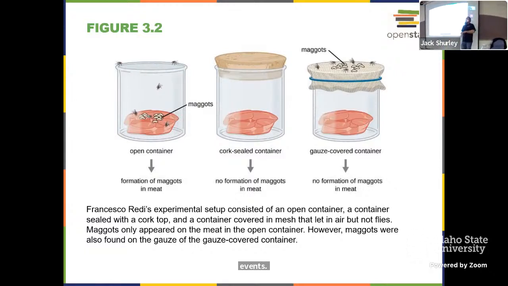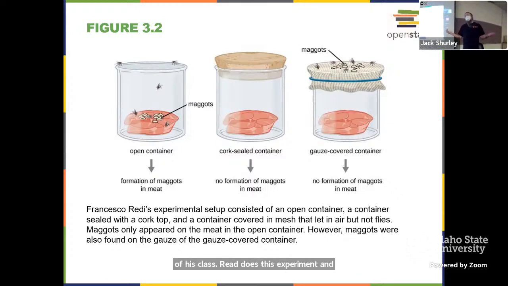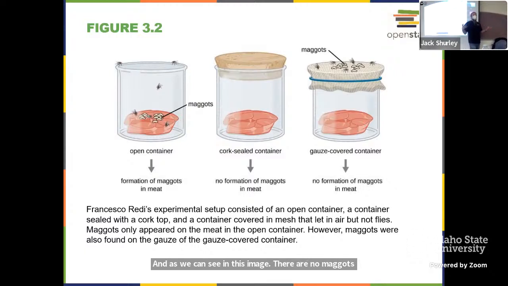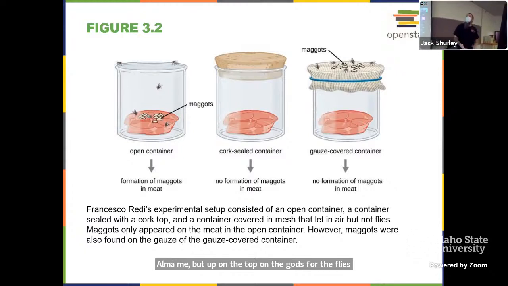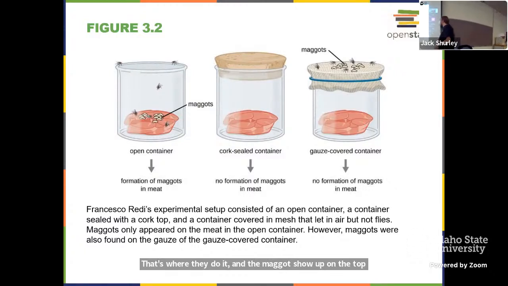So he's like, okay, we'll set up another experiment. We put some gauze or some cheesecloth over the top of his flask, redo this experiment, and as we can see in this image, there are no maggots on the meat, but up on the top, on the gauze, where the flies landed and are like, it smells delicious in here, I should be laying my eggs. That's where they do it. And the maggots show up on the top of the cheesecloth.